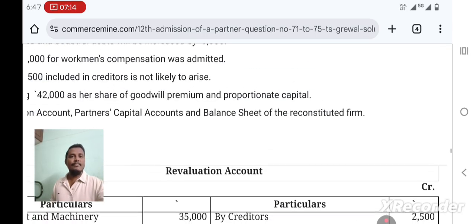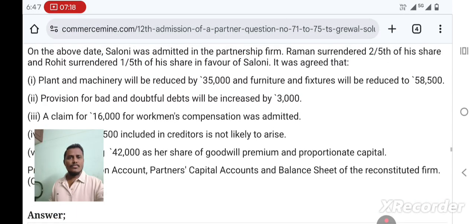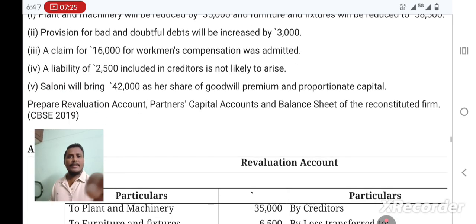Next, Saloni, other things have already been recorded in the revaluation account, so I am going directly to point number 5. Saloni will bring 42,000 as her share of goodwill premium and proportionate capital. Now, you cannot take this 42,000 in the old ratio, because the old ratio is 2:1.